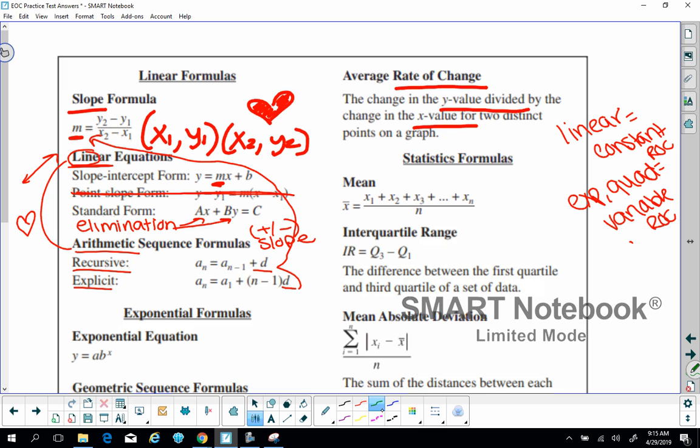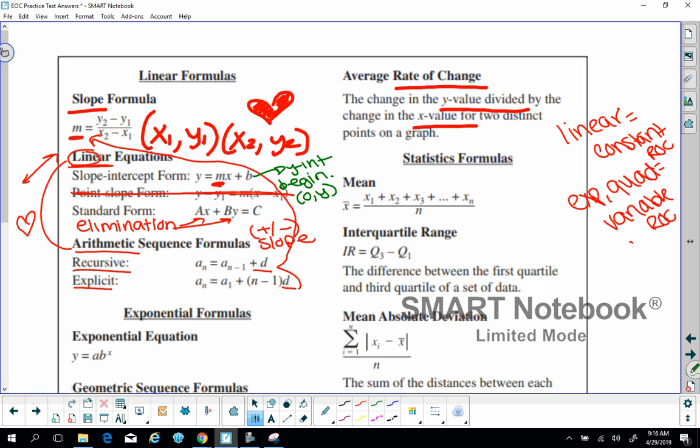Here is the b, I'm going to go back to this original equation. This is your y-intercept. It's your beginning value. So if we're looking at word problems, it's when your x is 0. That's for linear.